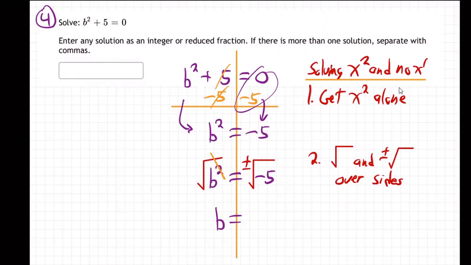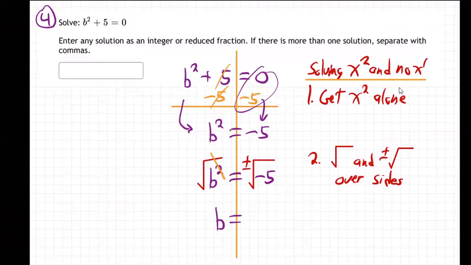Now, what happens on the other side? It's kind of weird that we have a negative inside of there. Oh, and by the way, you might wonder about the plus or minus. That's because there's going to be two answers. Whenever you have a square like that, let the 2 remind you there's going to be two answers. And how you get the two answers is the plus or the minus.